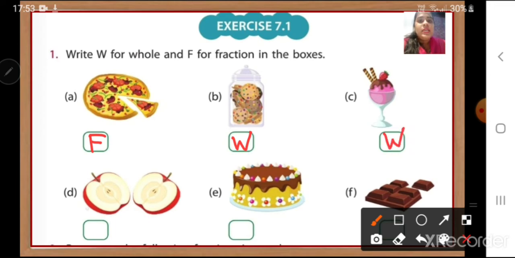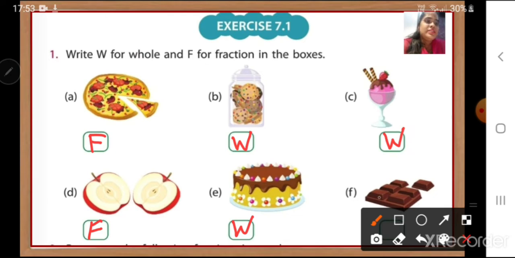D1 is apple. Now the apple is divided here into 2 parts, so that means it is a fraction. We will write here F. E1 is a cake. Now the cake you can see here, it is full. It is complete. So again it is W. It is whole. Right?